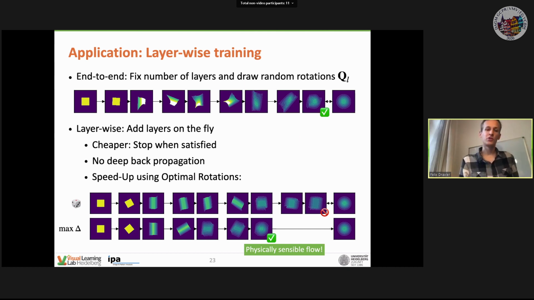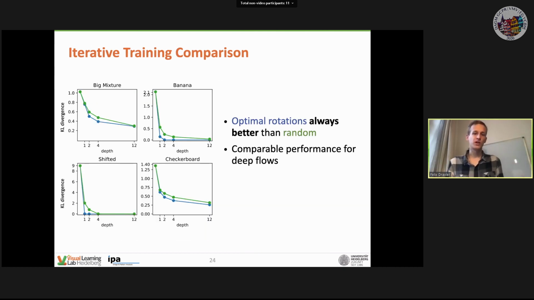And so for random rotations, in this particular case, it doesn't even really converge to a good solution. How does it compare number-wise? So optimal rotations, we find them to be always better than random rotations. But once we reach a certain depth, they have a comparable performance.